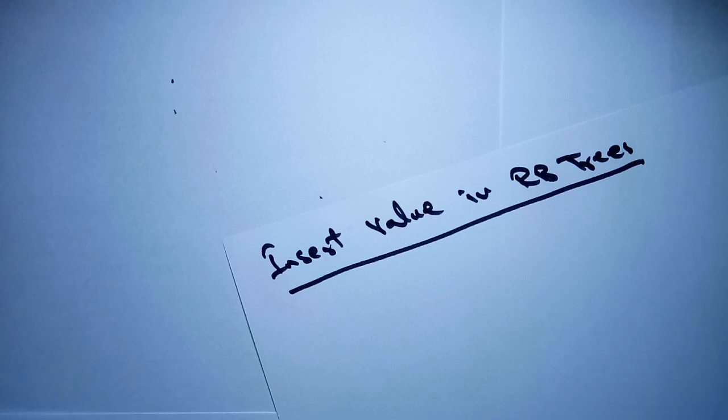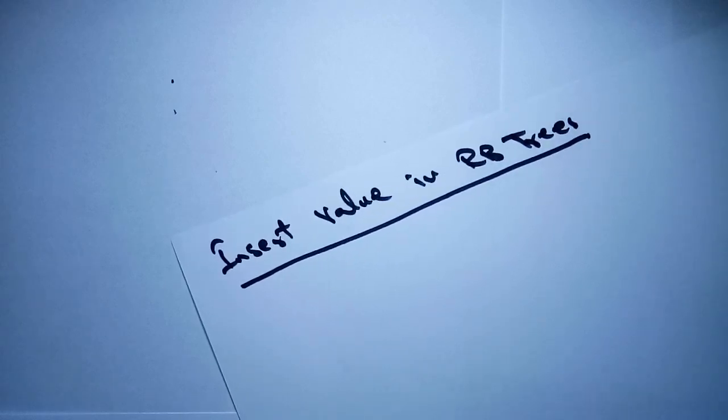Since we already know from the previous video on AVL trees that whenever the property is violated, we need to perform some rotations. Similarly here we need to perform some rotations, but the cases are different. So let's discuss those cases. Here again we have four cases.